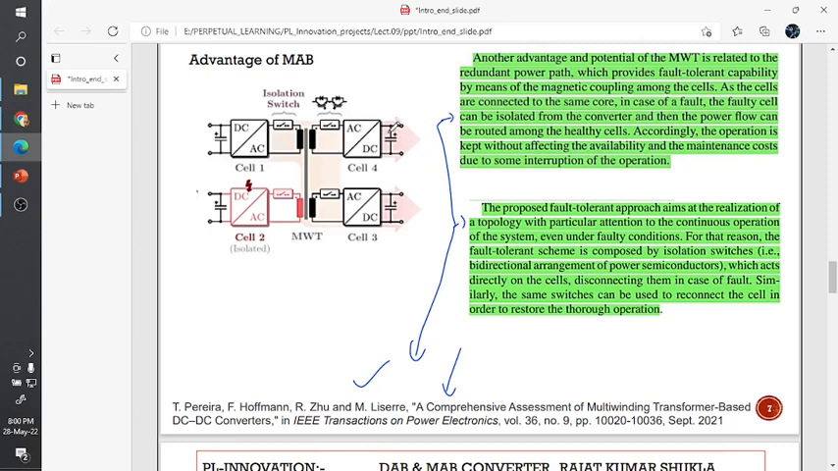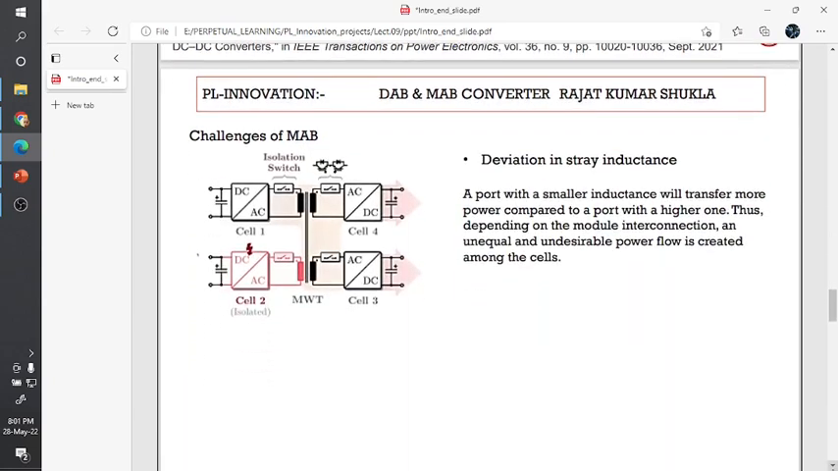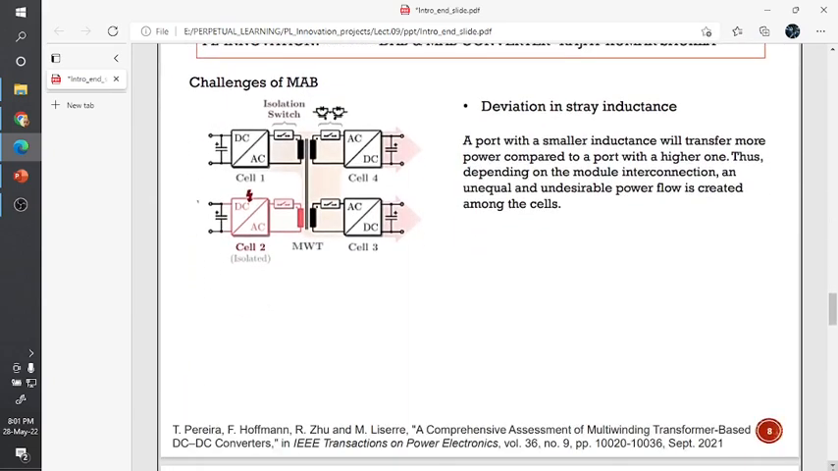I have just explained that the isolation switch is here, because this isolation switch may be a 4-quadrant switch, or maybe a mechanical switch, or a mechanical relay or something else. Okay, so I'm going to present in the next slide the challenges of the multi-active bridge converter. The challenges are very popular here in the multi-active bridge converter.